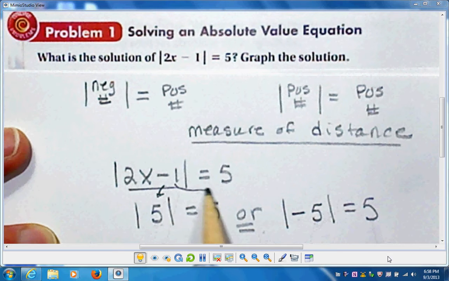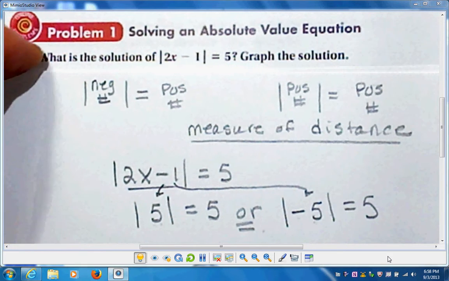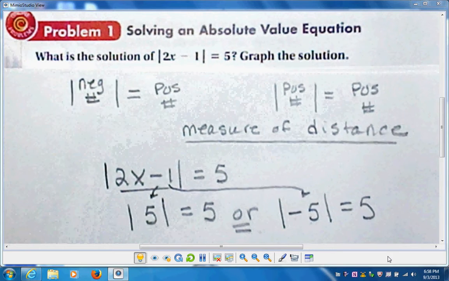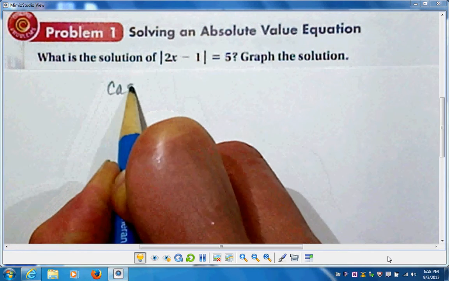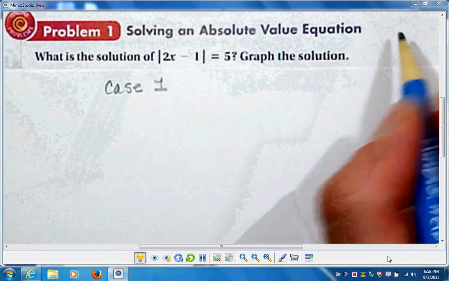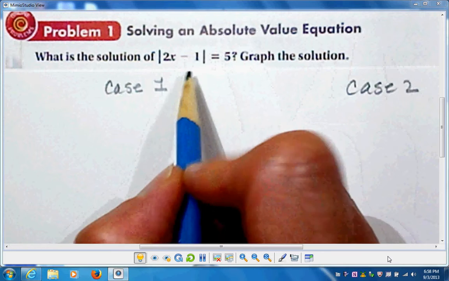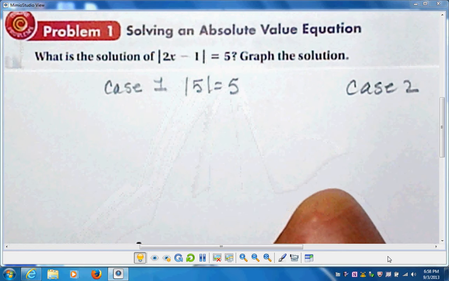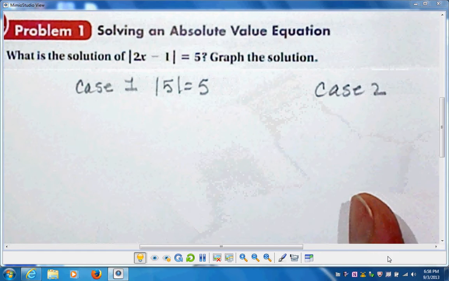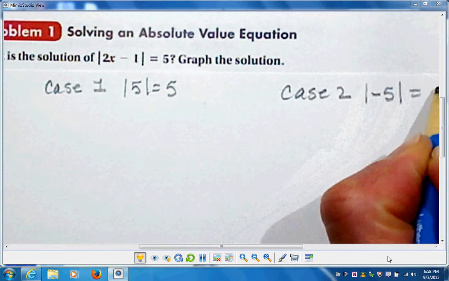Okay, so case 1, case 2. Let's go ahead and work that out using those two cases. So I'm going to write case 1, and I'm going to write case 2. And what I want you to think about for case 1 is the absolute value of 5 equals 5. We agree with that. And for case 2, the absolute value of negative 5 equals 5. You agree with that.